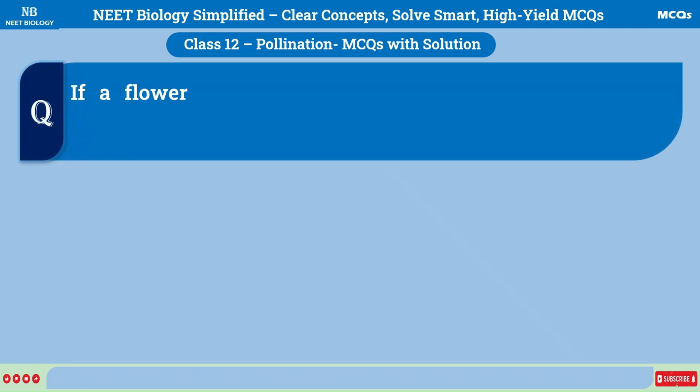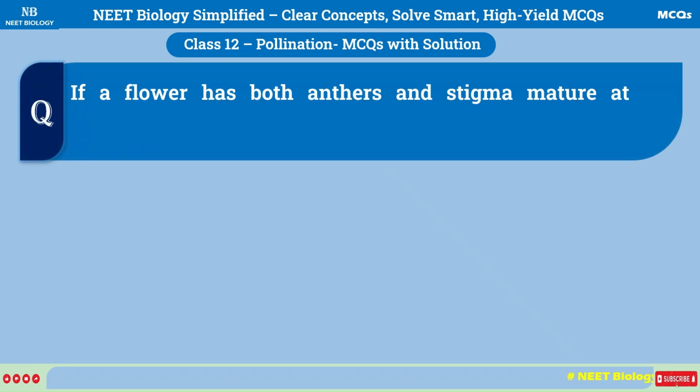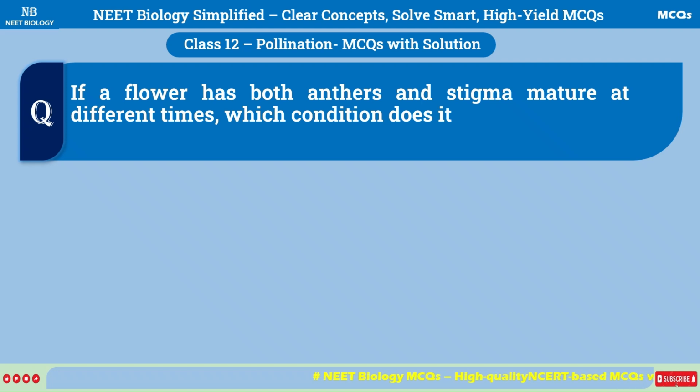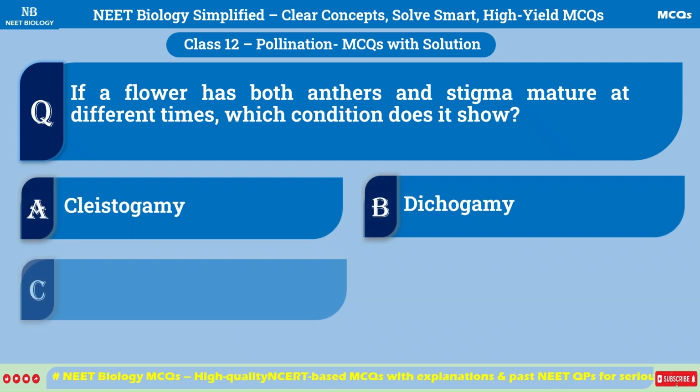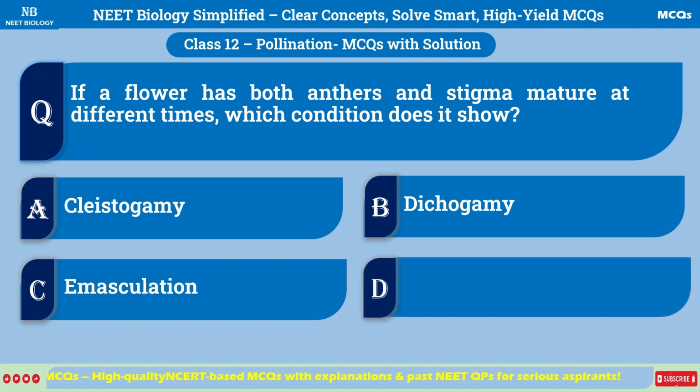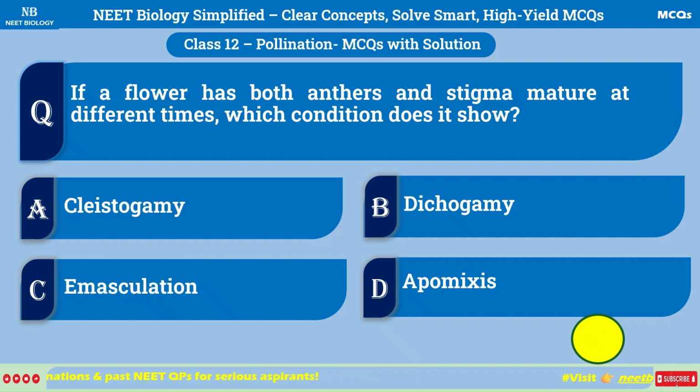If a flower has both anthers and stigma mature at different times, which condition does it show? A. Cleistogamy. B. Dichogamy. C. Emasculation. D. Apomixis. Correct answer is B. Dichogamy.